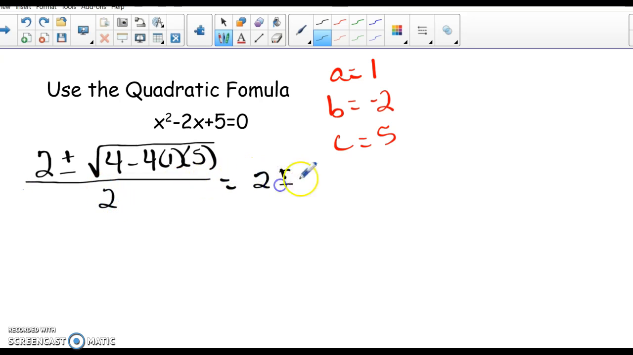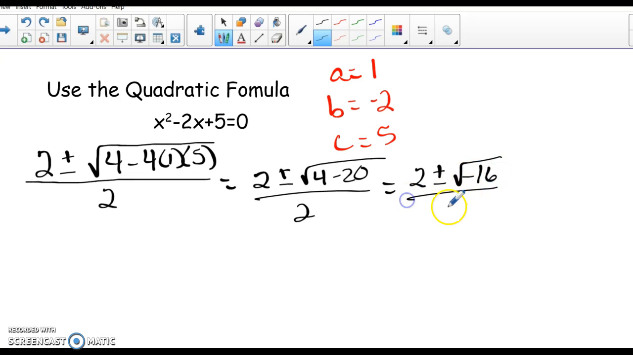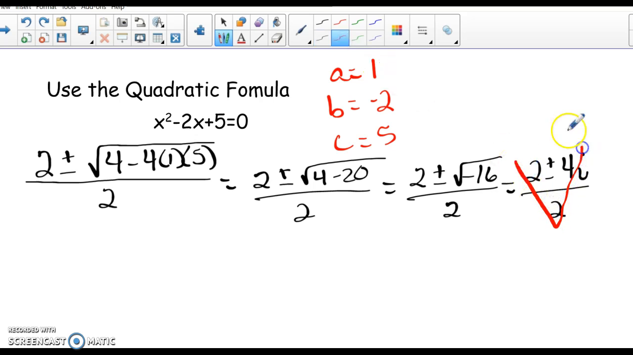So 2 plus or minus the square root of 4 minus 20 over 2. 2 plus or minus the square root of -16 over 2. I bring out my i, and the square root of 16 is 4, so I've got 4i over 2. Again, let's look for a division. I can take a 2 out of everything, so I'm left with 1 plus or minus 2i.